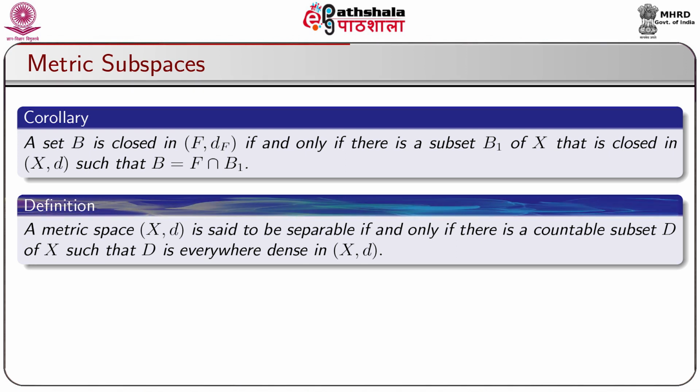Now, we take another definition, that is, a metric space (X, d) is said to be separable if and only if there exists a countable subset D of X such that D is everywhere dense in (X, d). That means, if we can find a set D in X such that the closure of D is equal to X.